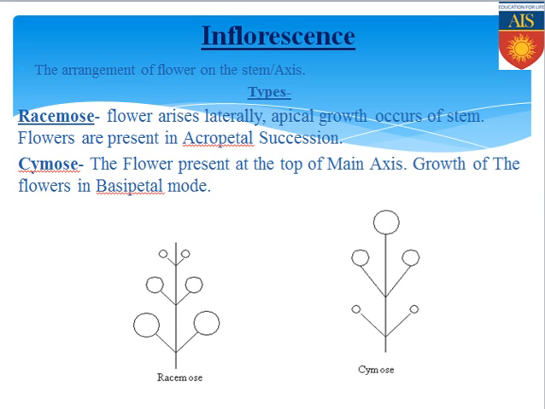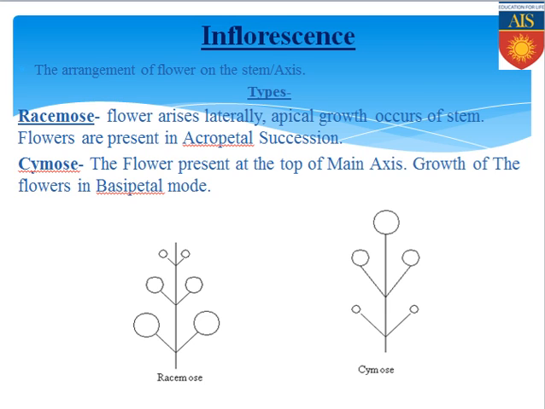Clear? Now we come to the last part under the flower, that is the inflorescence. Inflorescence is the arrangement of the flowers along the floral axis or the stem. There are two types of inflorescence commonly present. One is racemose, another one is cymose. What about the racemose? Here the flower arises laterally and apical growth of the stem continues, and the flowers are present in acropetal succession. What is acropetal succession?